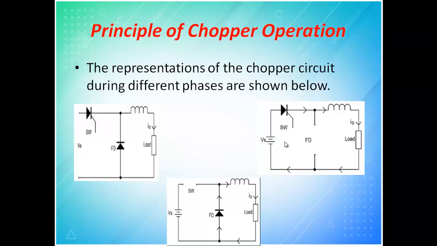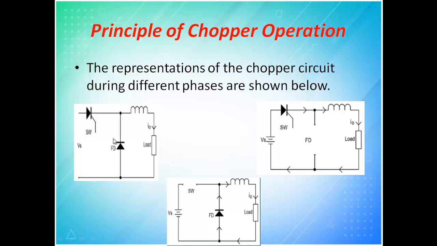So the representation of chopper circuit during different phases is shown. You assume like this: you have a switch, you have a freewheeling diode, you have an inductor and load. I should have an inductor in my circuit because it has to get charged and discharged. So first case, that is switch on. When switch is on, what will happen? Supply voltage passes through the device, passes through inductor and load. And in second case, I am turning off the switch and the freewheeling diode conducts. So this is case 1, this is case 2, when switch is on, when switch is off.